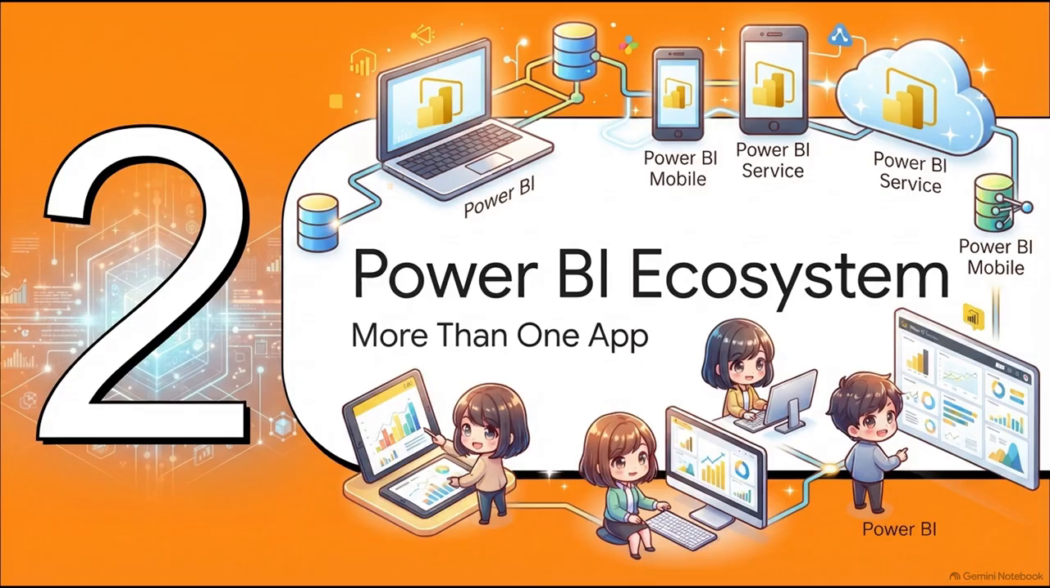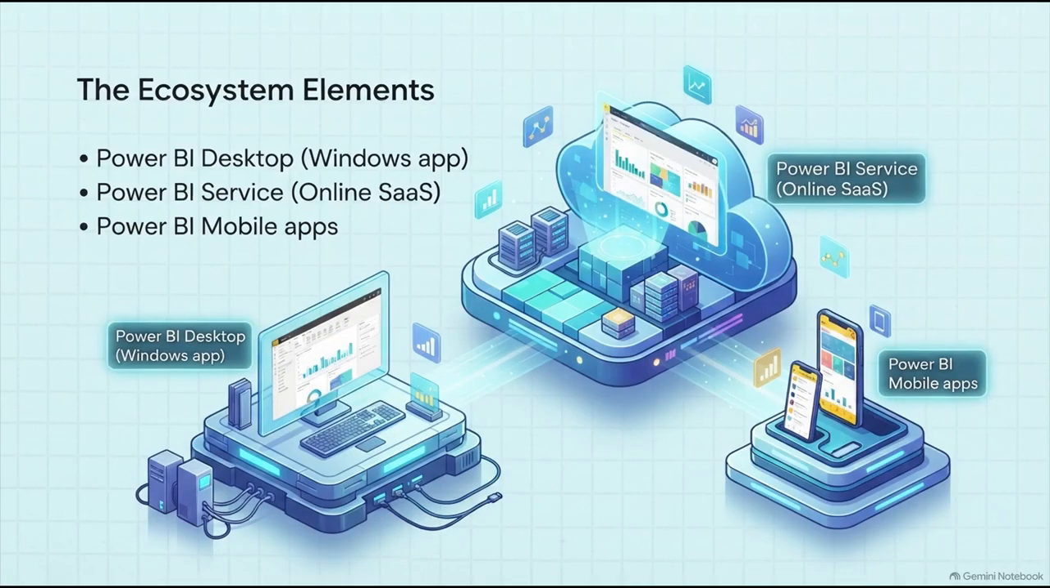Moving right along to Section 2, the Power BI ecosystem. Before we get into the weeds, we kind of need to understand what Power BI actually is. It isn't just one single application you download. Instead, it's an entire ecosystem made up of three main parts. First, you've got Power BI Desktop. This is your Windows app where the heavy lifting and report creation happens. Then, there's the Power BI Service, which is a web-based platform where you share and collaborate with your team. And finally, Power BI Mobile, the apps for your phones and tablets. These three elements work together perfectly so you can create, share, and consume insights seamlessly, no matter where you are.